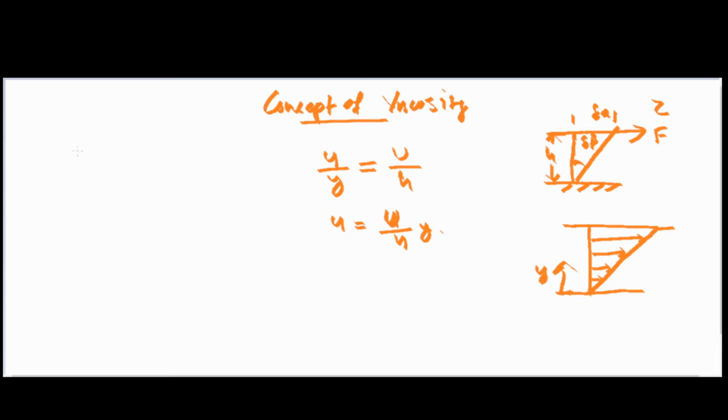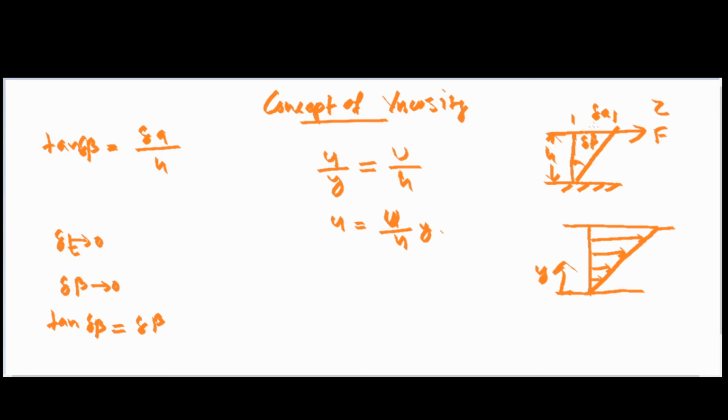Now from the figure we can say that tan beta is equal to delta A divided by h. Now what happened to this fluid? There is a deformation delta beta, and it happened in a small time delta t. When delta t tends to 0, this delta beta also tends to 0. So tan delta beta can be considered as delta beta only.